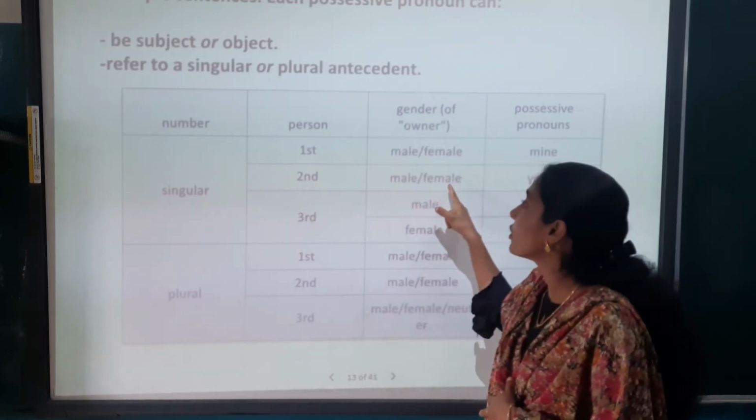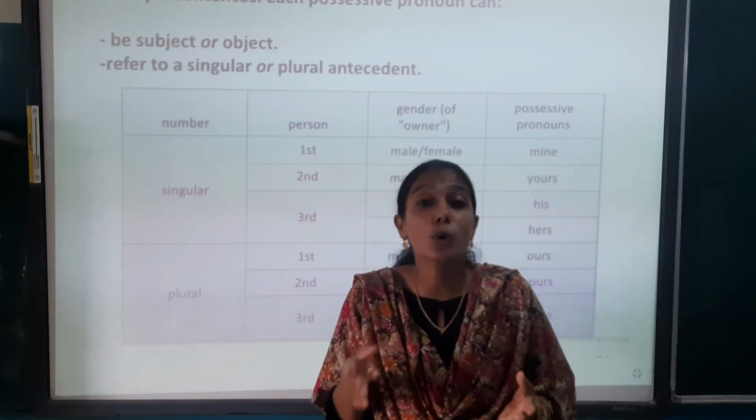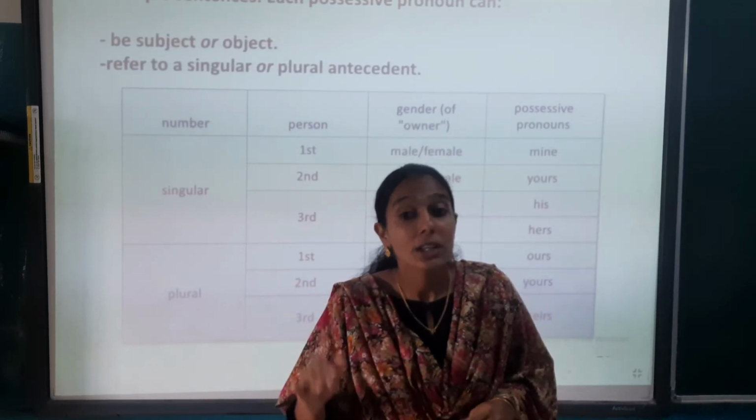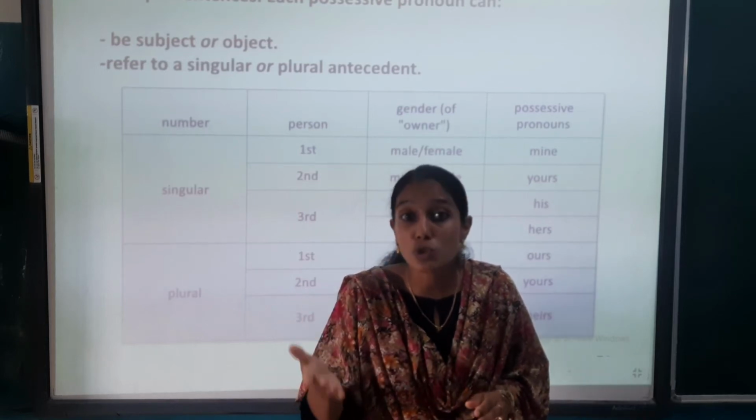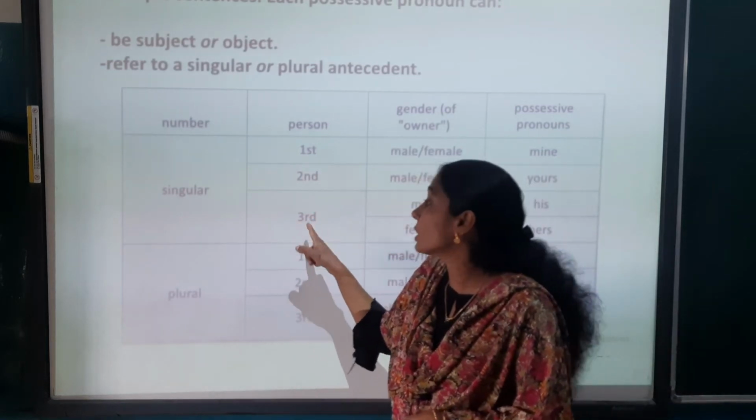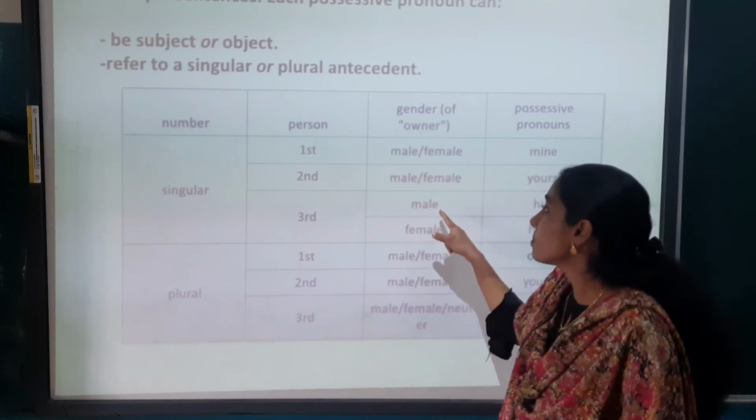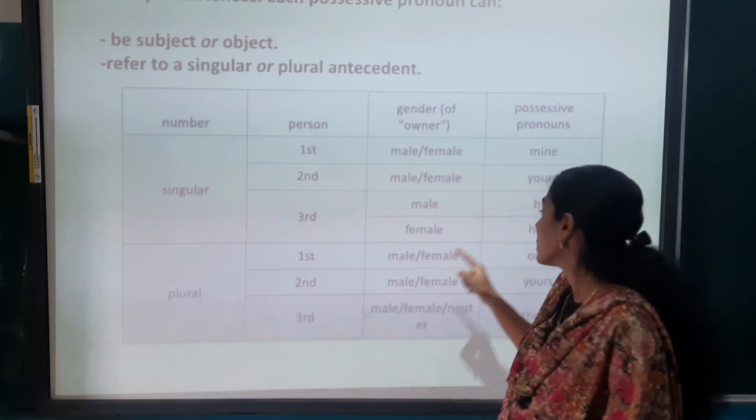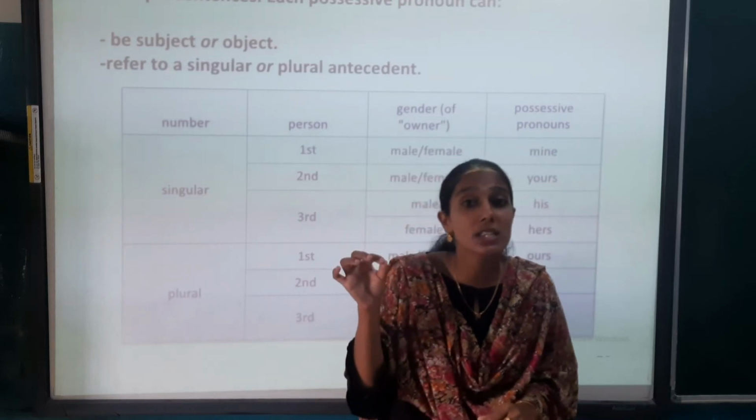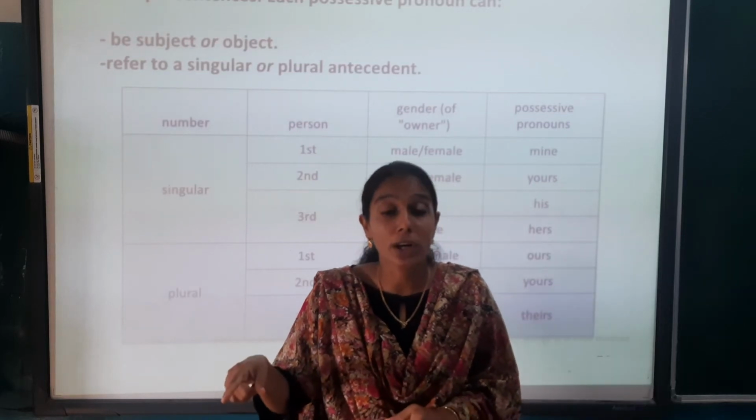Now, male or female, second person, when we are talking about the second person, yours. Is this book yours? I'll ask you, is it yours? We are asking someone else. Does this belong to you, or this belongs to yours? So yours will be the possessive pronoun. When I am talking about the third person, male or female, his or hers. For male, we use his. For female, hers. If I ask you, whose pen is this? You may reply, it's hers. It's his. It's his book.